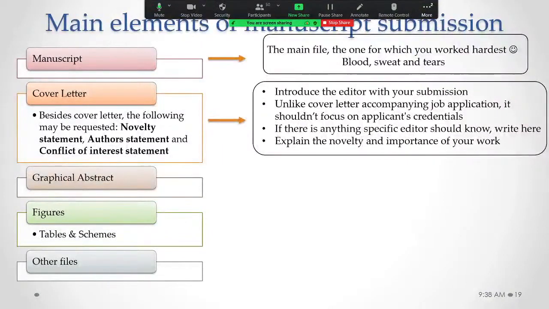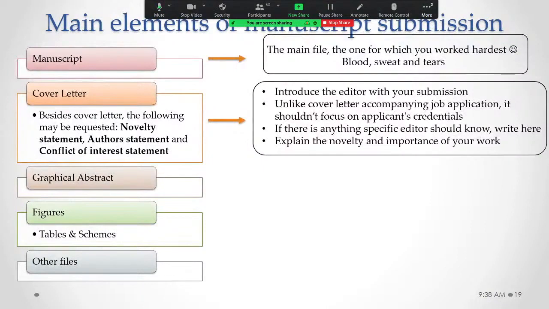If there is anything specific that the editor should know, you should write it in a cover letter. That can be different things. In two or three sentences, it is always a good solution to explain the novelty and importance of your work. Sometimes journals require that you write a novelty statement, an author statement, and that you fill in the conflict of interest statement.